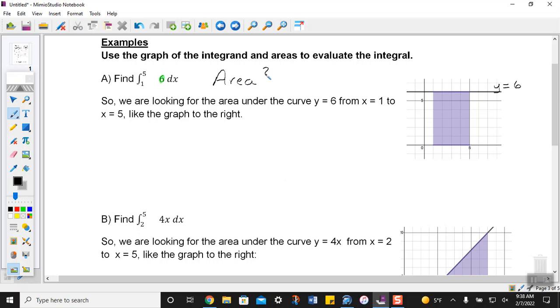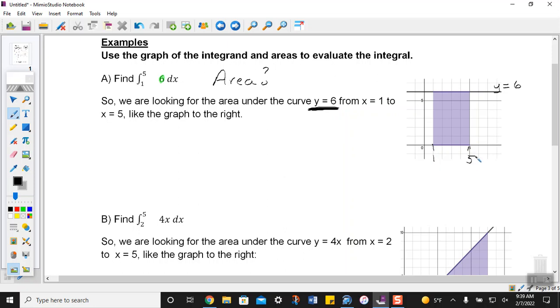Area. Okay, trying to find some area, so we're looking for the area under the curve. What's your lower limit? 1. What's your upper limit? 5. So think of it this way. Isn't this 1 right down here, kids? Isn't this 5 right here?